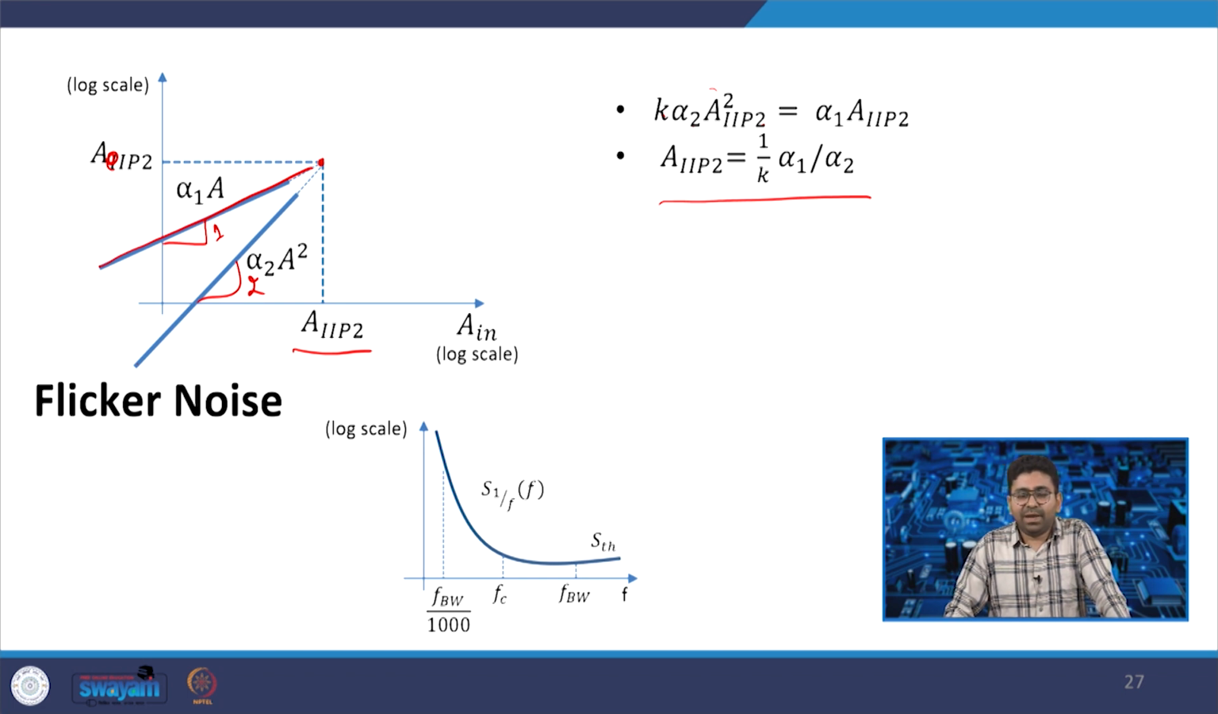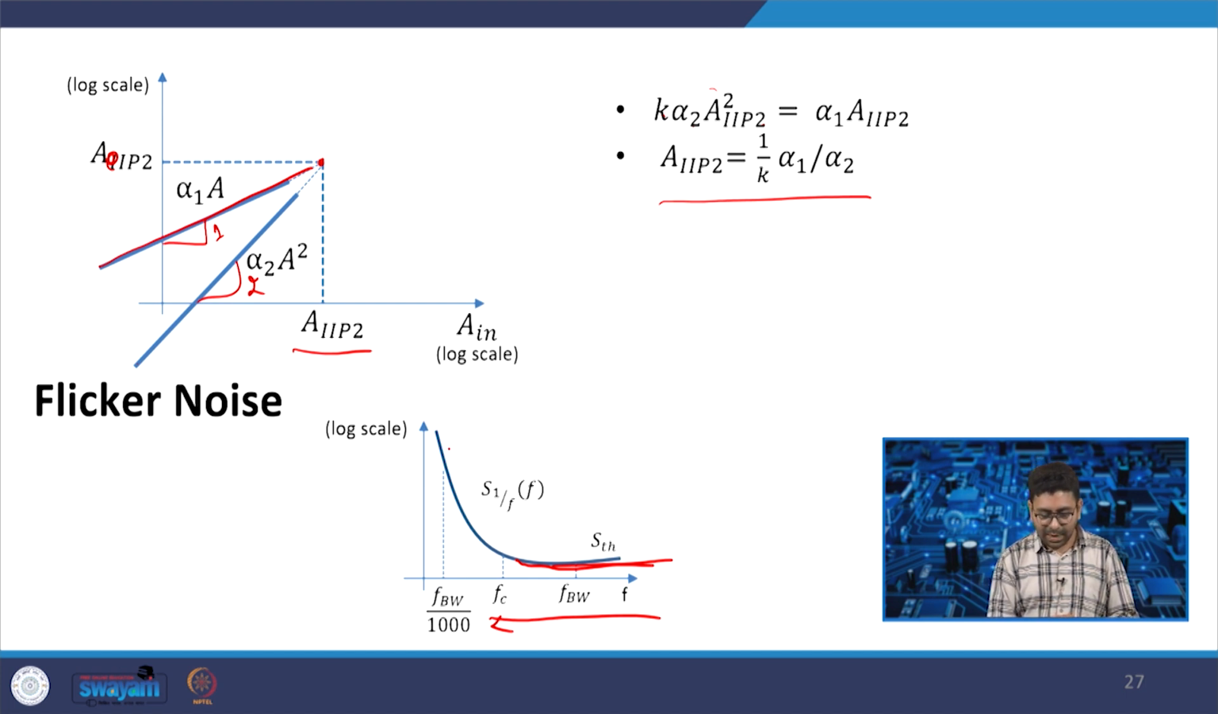We already discussed while discussing noise that flicker noise is dominant at low frequency, and here you are down converting to 0 frequency. So, this flicker noise is significantly high, and that can be shown on the log scale. This is the corner frequency, and what is the corner frequency? I already told you, the corner frequency is the frequency at which the thermal noise equals the flicker noise.